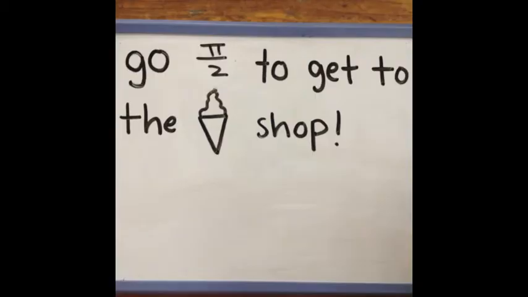Okay, let's go back to the ice cream shop. I'm gonna mix up your map. Oh no, Justin changed degrees to radians. It's okay, the math map can teach you how to change it back.